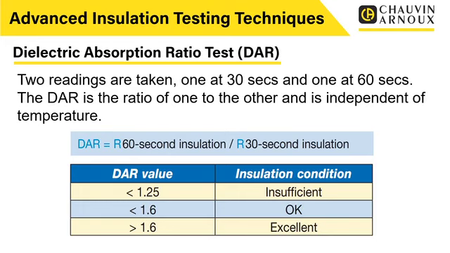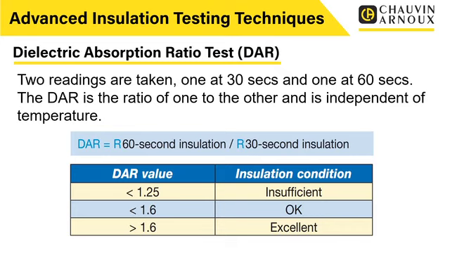And what we can do then is we can apply that value using this table at the bottom here. So if it's less than 1.25, the insulation is considered to be insufficient. If it's less than 1.6, it's considered to be okay. And if it's greater than 1.6, it's considered to be excellent. So this is just a simple ratio test, 30 seconds versus 60 seconds. And we just look at those values, and based on the number that we get, we divide one by the other. And then we can use this to actually determine whether that insulation is, as far as we can tell, in good condition.